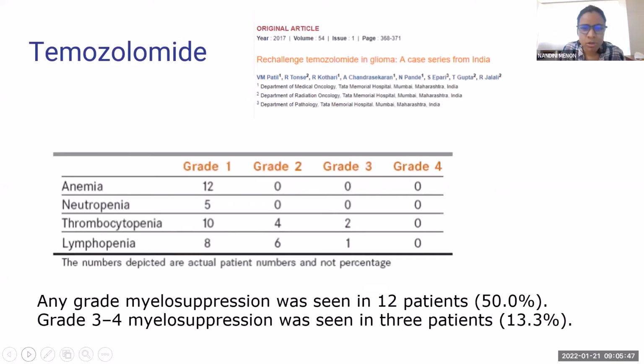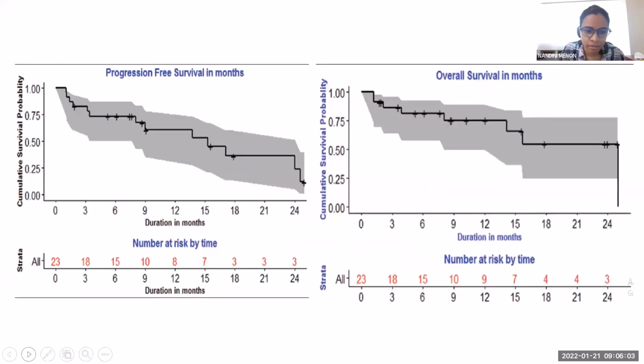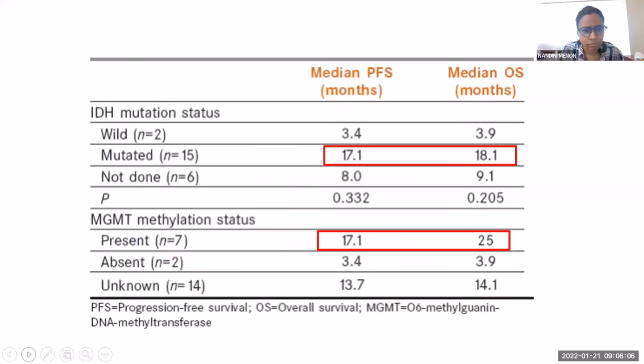So again, temozolomide is studied in multiple phase 2 studies. We can re-challenge it in a significant number of patients if the duration after treatment is more than 3 to 6 months. And usually these are better tolerated, with less myelosuppression and hematological toxicities. So these were our PFS and OS with the temozolomide when we had used it in our center. In the MGMT methylated patients, they did much better. They had a PFS of 17 months and OS of 25 months, but the ones without methylation did poorly.